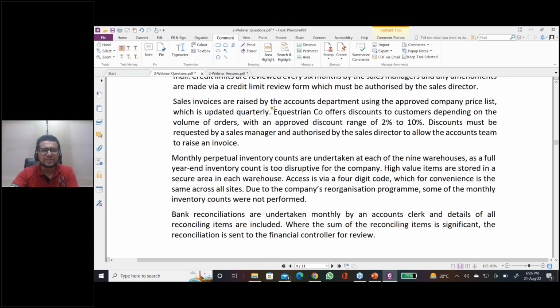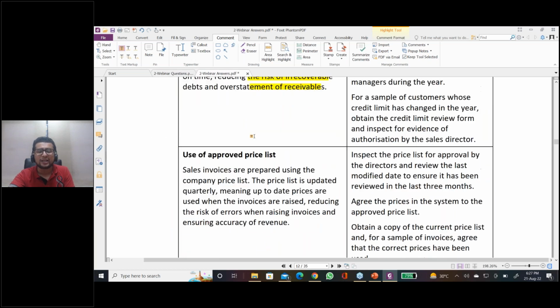Okay, sales invoices are raised by the accounts department using the approved company price list, which is updated quarterly. The company offers discounts to customers depending on the volume of orders with an approved discount range of 2 to 10%. Discount must be requested by the sales manager and authorized by the sales director to allow the accounts team to raise an invoice. So that's another key control.